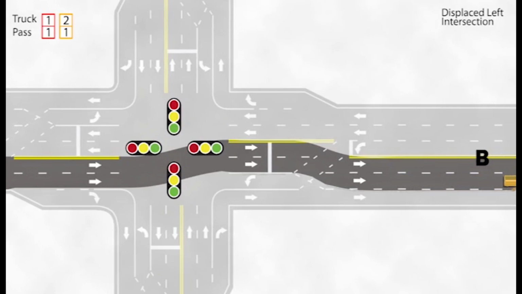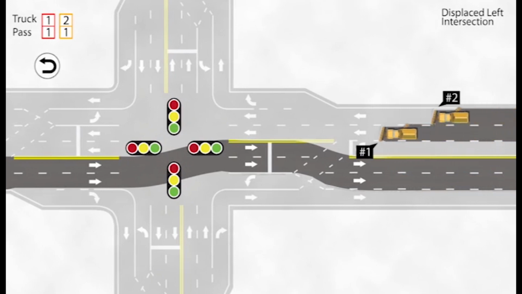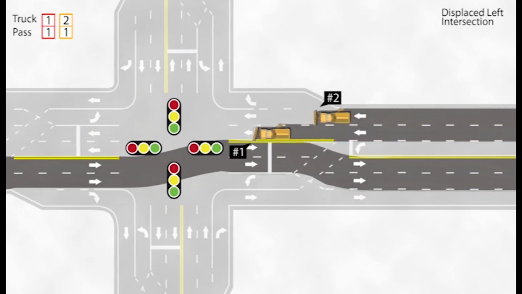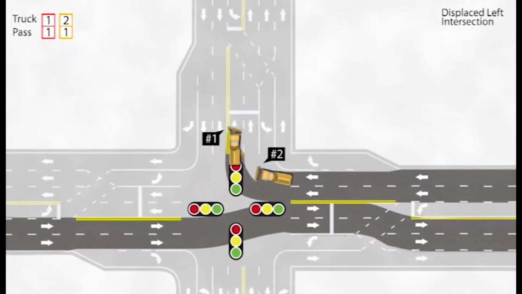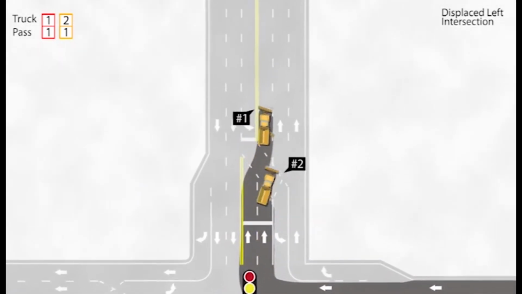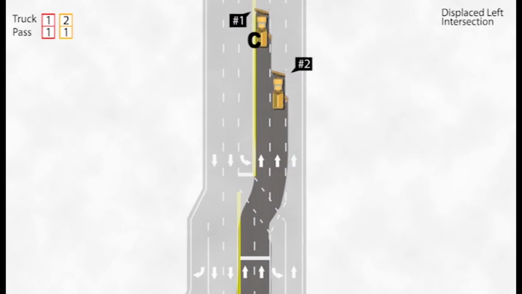Turning around, truck number 2 continues past 2-1 in the right through lane of the opposite direction. At the intersection, it shifts to the right turn lane, turns right onto the crossroad center lane, and continues to point C, the crossroad near endpoint.